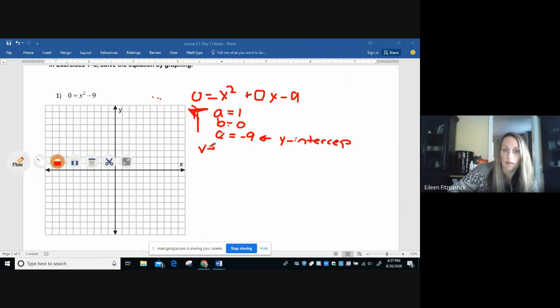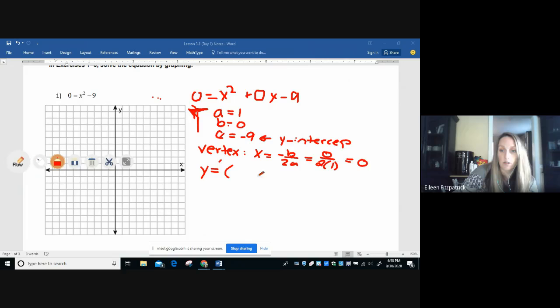All right, to find the vertex, I'm going to use x is equal to -b over 2a. So it's 0 over 2 times 1, which is just a 0. And then to find the y, I'm going to write the equation. Instead of a 0, I'm going to turn that into a y. Y is equal to, and you're going to plug 0 in for the x's. So y is equal to 0 squared plus 0 times 0.